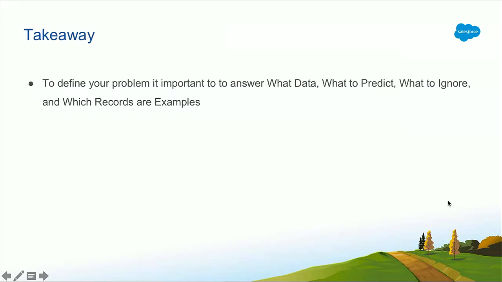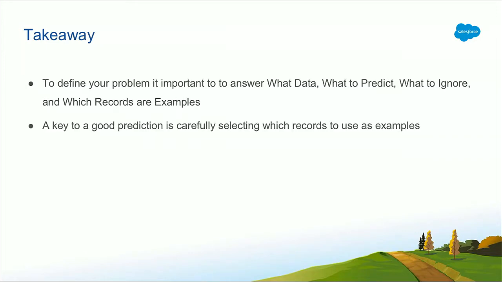So we talked through 2 different cases today of how you can use Einstein Prediction Builder to define your machine learning problem. Just to summarize, the 4 big questions that we want to keep going back to are, what data do you want to use going into your prediction? What exactly are you trying to predict on that object? Is there anything that you can ignore going in? And which records can you use as examples? And it's really important to stress this examples point because the data that you give your model is what it's going to use to generate those results. So good data going in as examples will give you better results coming out.